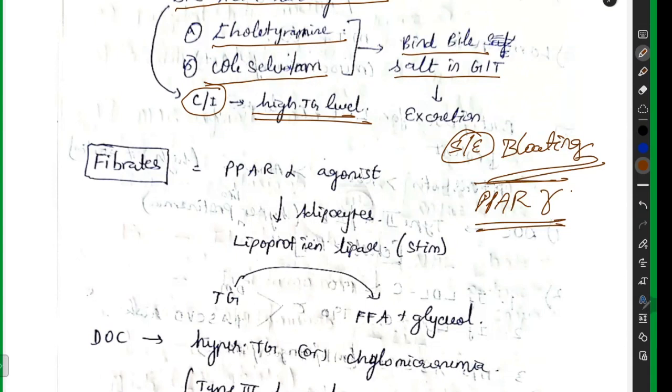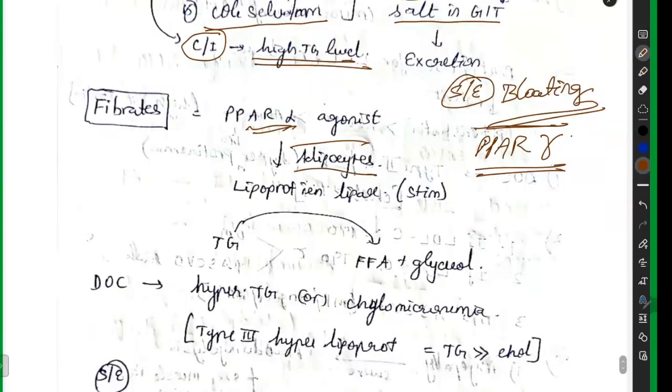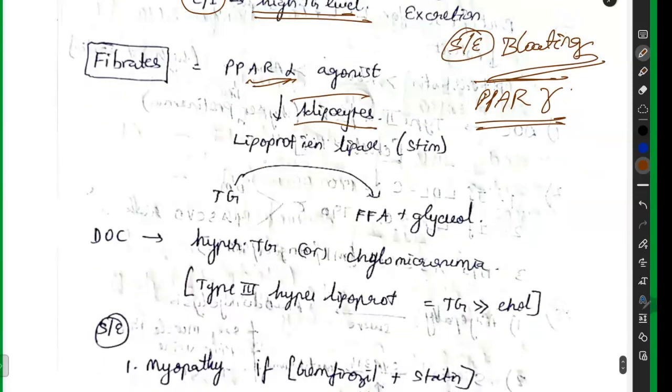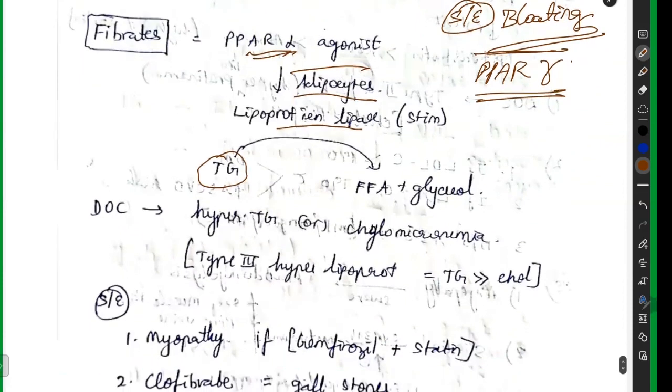So here what happens? PPAR alpha is going to be present in the adipocytes. It is going to be nothing but your lipoprotein lipase. What it does is it will be breaking down your triglyceride into free fatty acid and glycerol. That is going to be the function of your lipoprotein lipase.